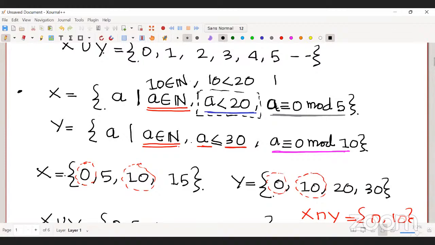And what do you get if you divide 10 by 5? 2. No, I'm saying the remainder. Sorry, 0. Yeah, so here we are taking the remainder. So this is 0, right? Yes, sir. Similarly, you can check that 15 is also an element of X. So this part is clear, right? Yes, sir. Okay, fine.